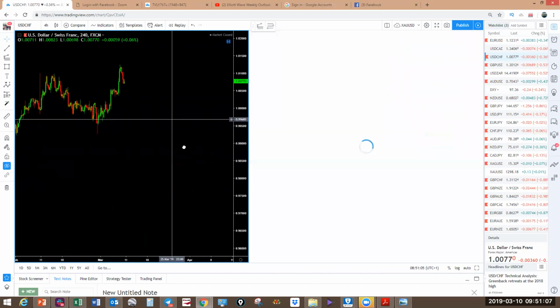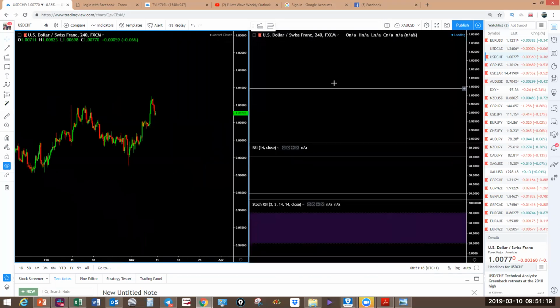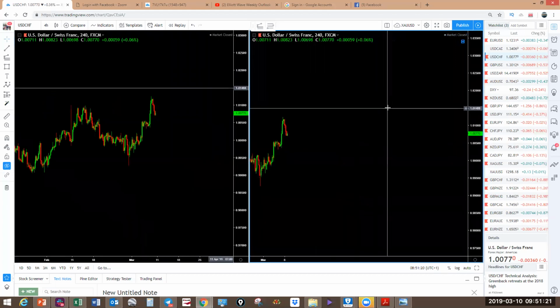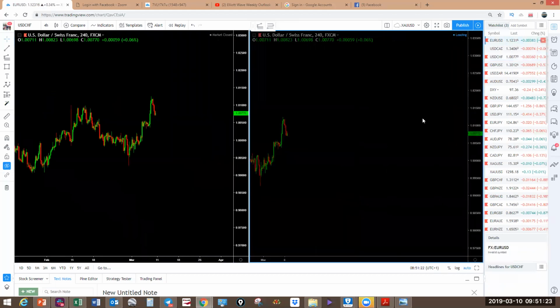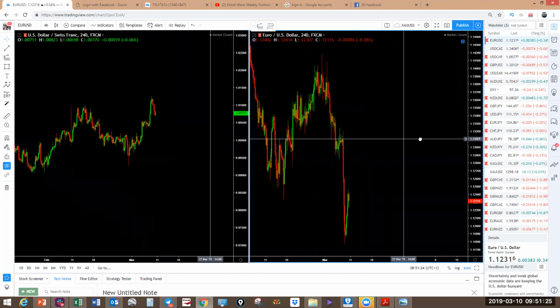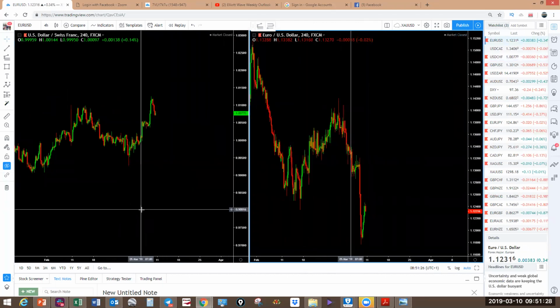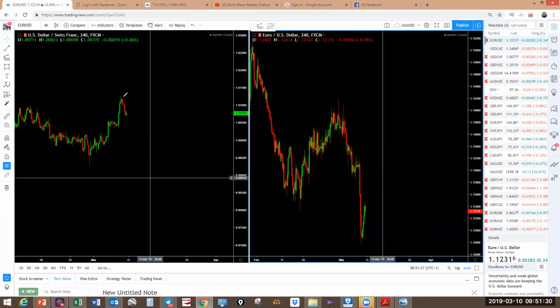And this is why you need to trade the whole market and not single pairs, because they're all correlated. Let's see if we can get that here. Right, so I've got the Swiss franc on the right. I'm going to have the Euro on the right hand side. You see here, you already have a pulsing move to the upside. Here you've got a pulsing move to the downside.